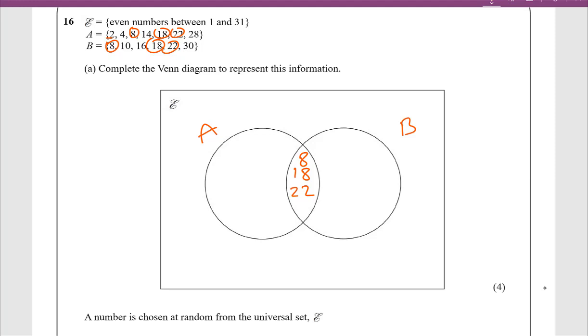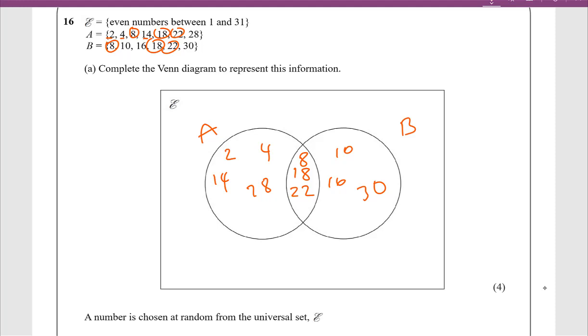A. So A numbers: 2, 4, 14, and 28. And for B, we have 10, 16, and then 30. Now, are these all the numbers for the universal set? Are we missing something? Yes, of course we are, because the numbers are all the even numbers between 1 and 31.